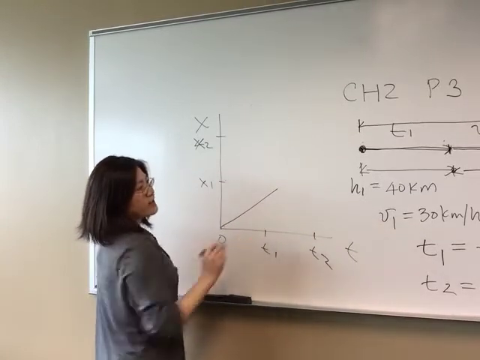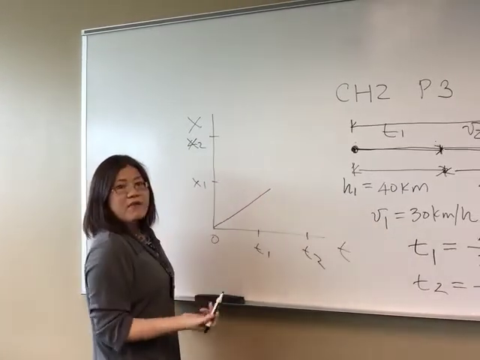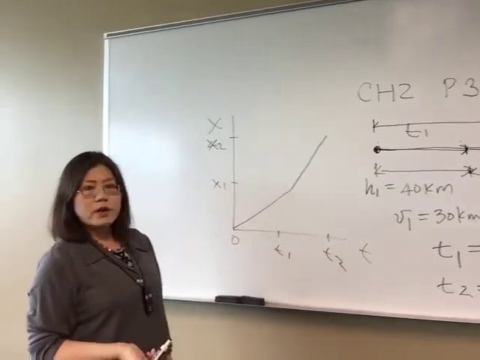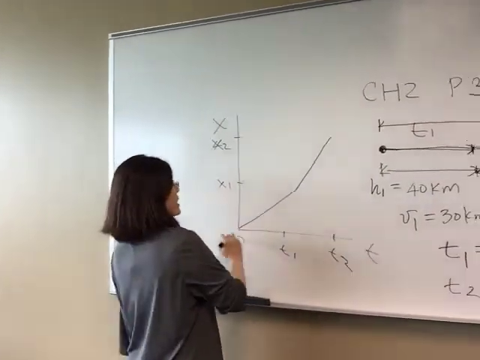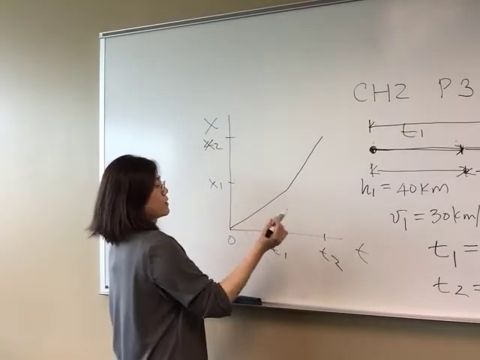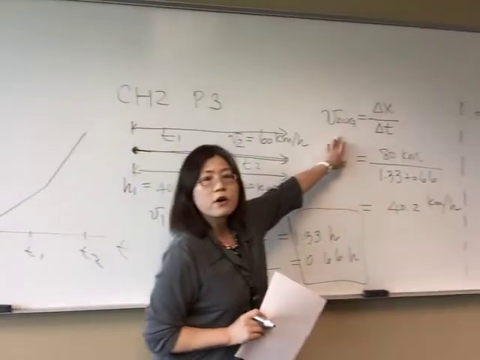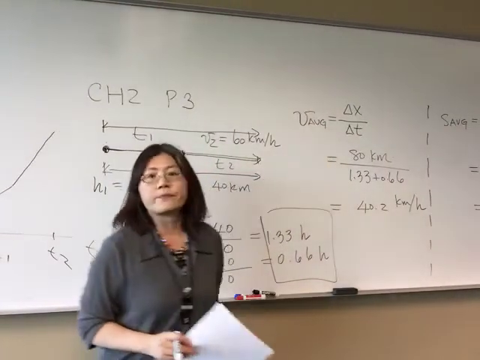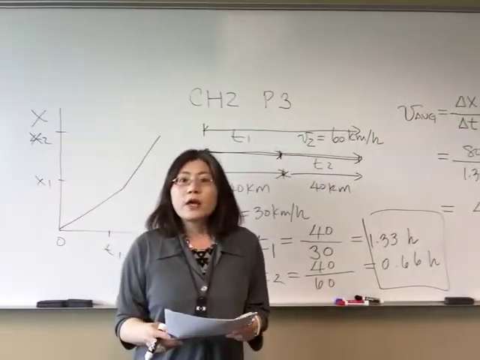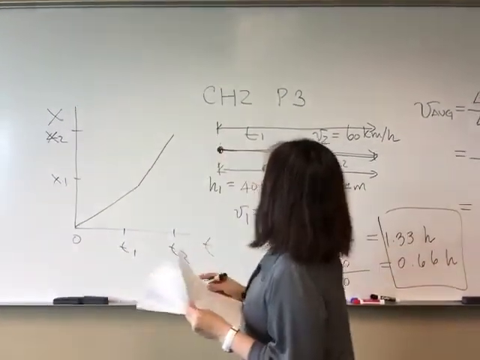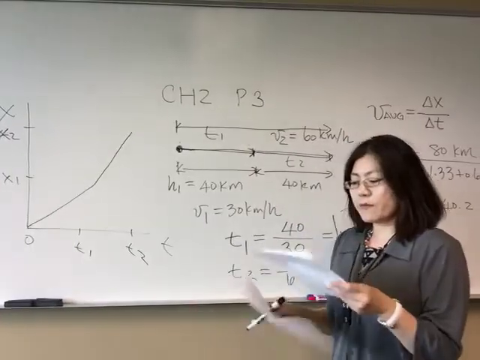And then during the second time interval, it's actually moving at a faster speed, so you expect that the slope is a bit steeper than the other one, okay? And how to find the average velocity? Basically, we'll just use the slope on the curve. So it's delta x over delta t, okay? So that is problem 3 that we've done.